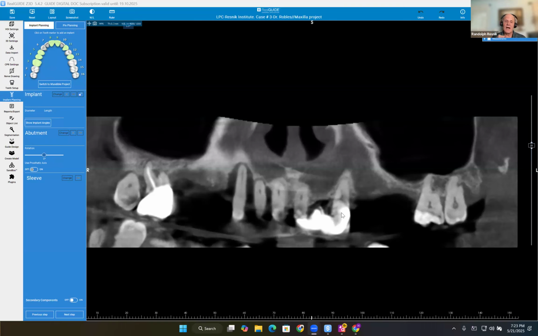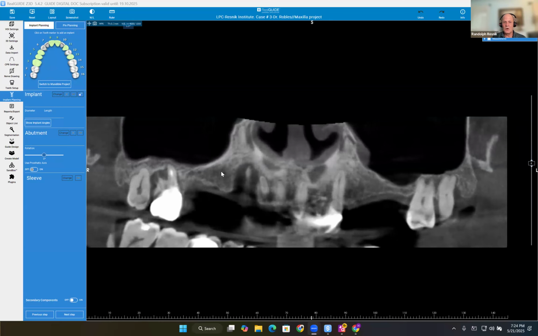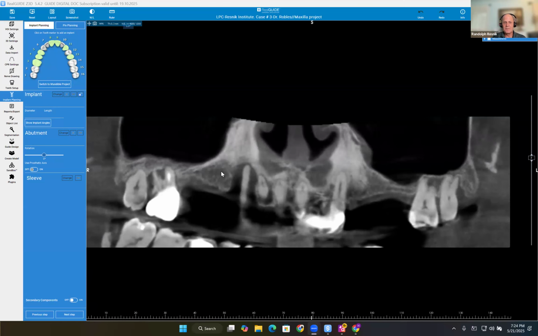The only thing is, Doc, to do a fixed prosthesis on this is most likely going to be a bilateral sinus graft case. So it'll be an SA4 on both sides. And you might even need a little bit of ridge augmentation.